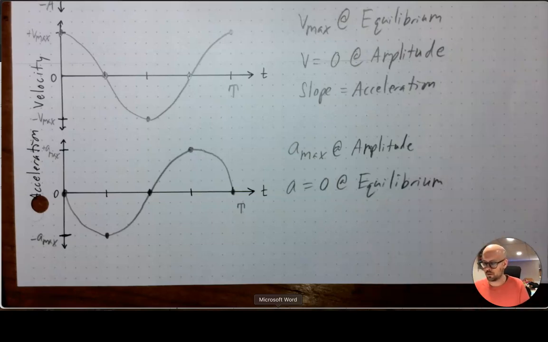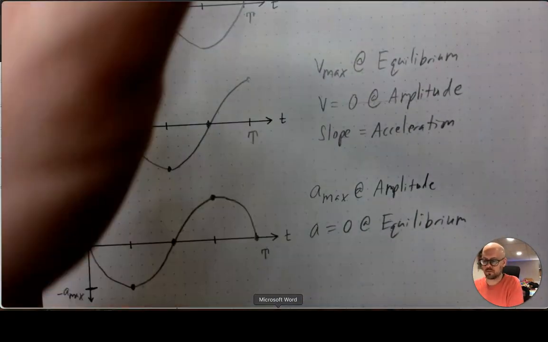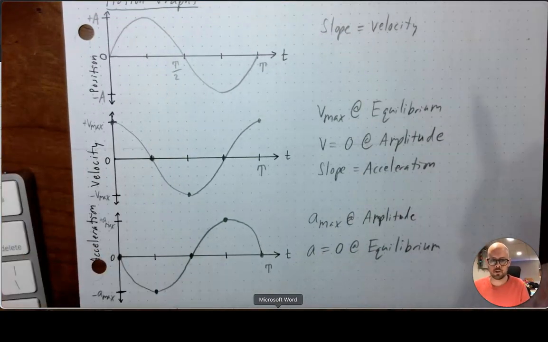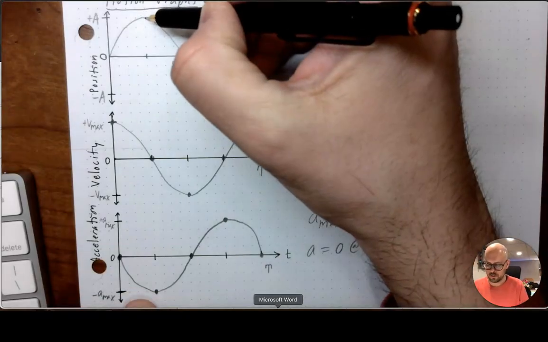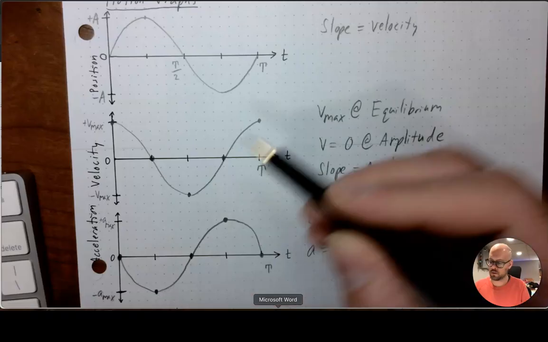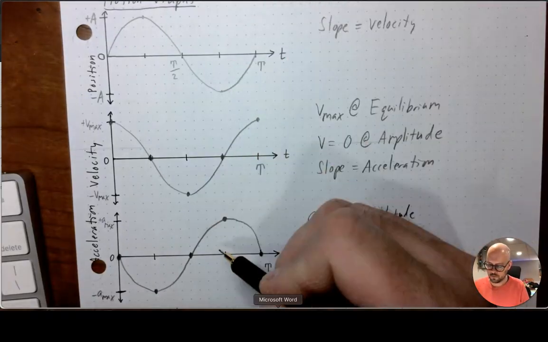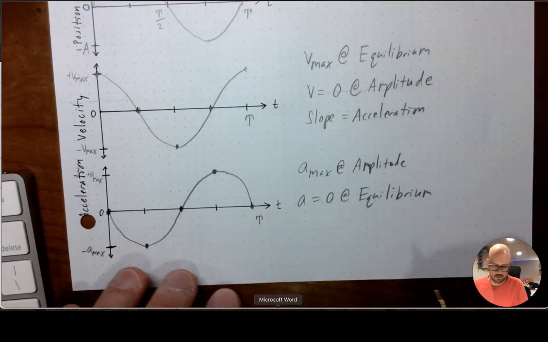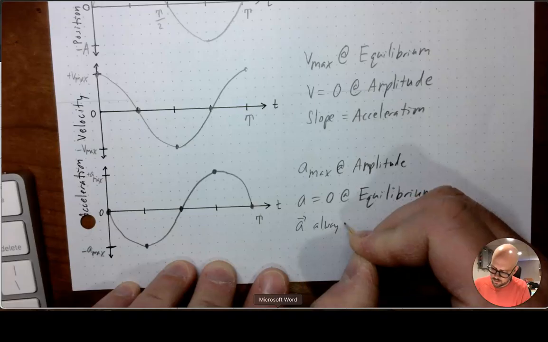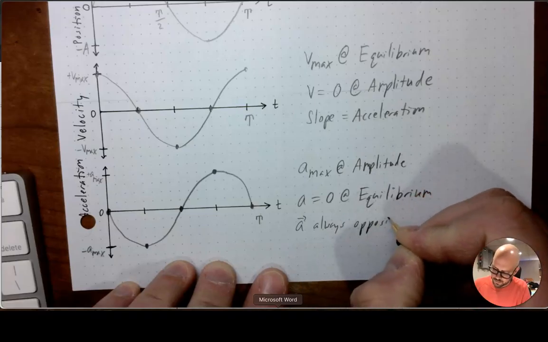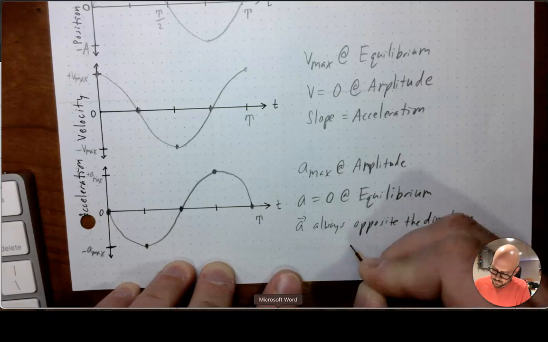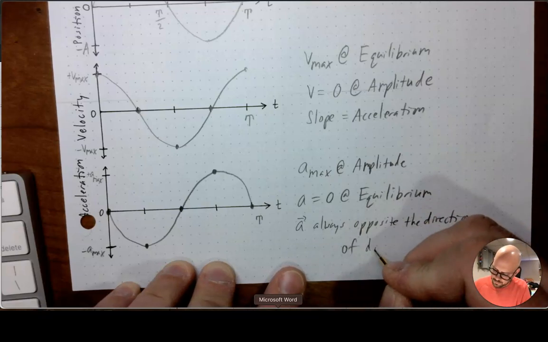The last thing I want to point out in this video is, if I zoom out just a little bit, we can see the position graph and the acceleration graph together. When the position is at its most positive, the acceleration is at its most negative. When the position is at its most negative, the acceleration is at its most positive. So acceleration is always opposite the direction of displacement.